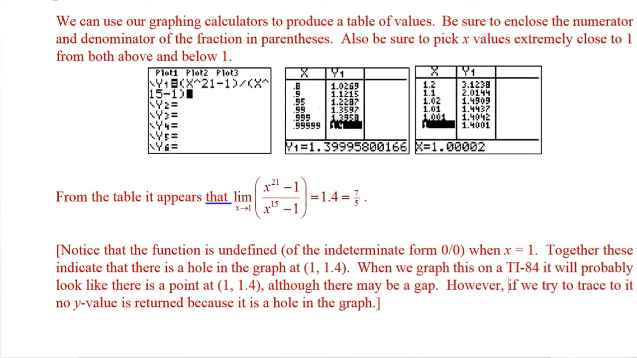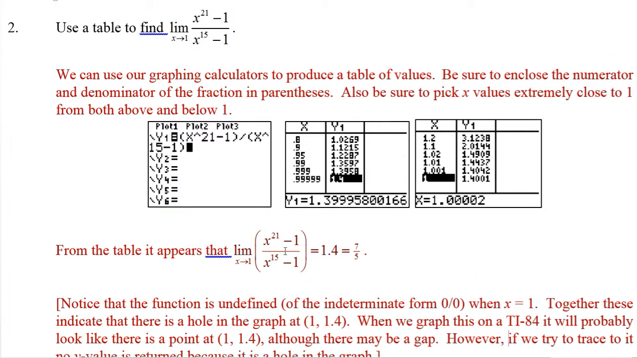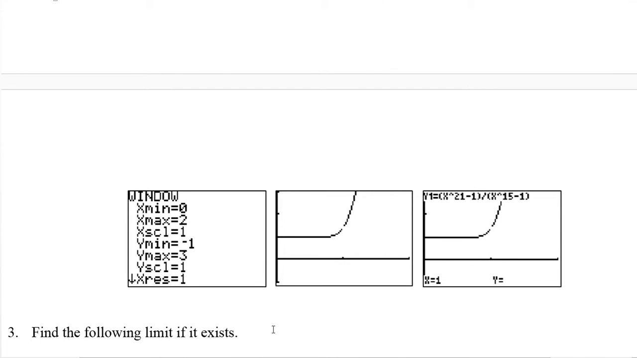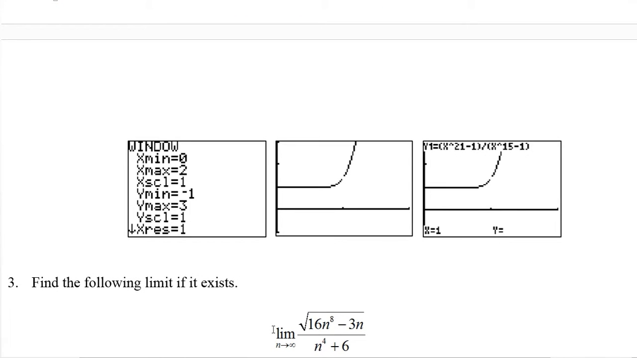Okay, if you put this formula in Graphmatica, it will show the hole, and some other graphing programs will. Next, how about another limit? Find this limit if it exists. The limit as n goes to infinity of the square root of 16n to the 8th minus 3n, all over n to the 4th plus 6.